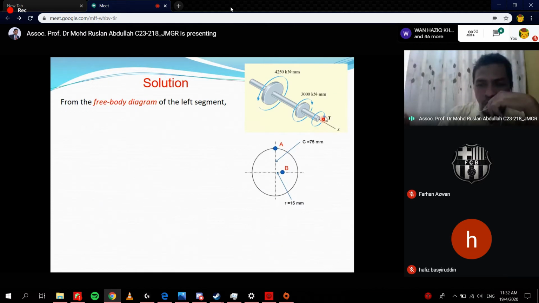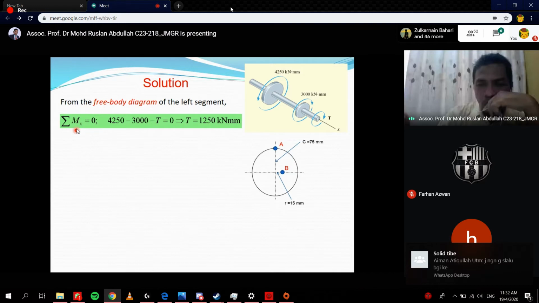So clockwise plus this one equal to 4250. Actually, this is not correct. This is not total moment, this is total torque. Sorry, this is a typo error, please make a correction. Total torque equal to 0. So we have 4250 minus 300 minus 3000 minus T equal to 0, so T equal to 1250.